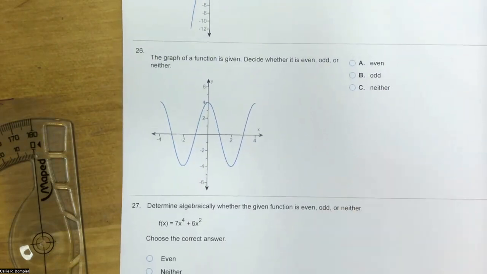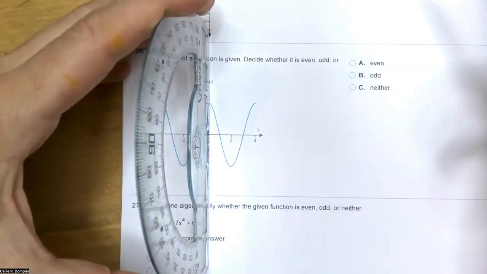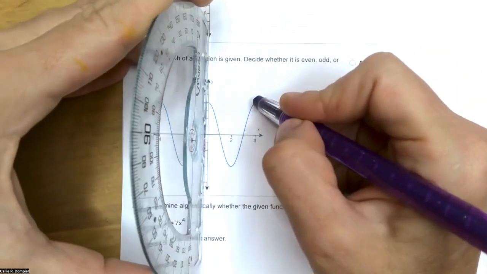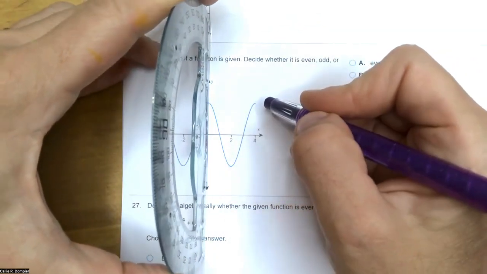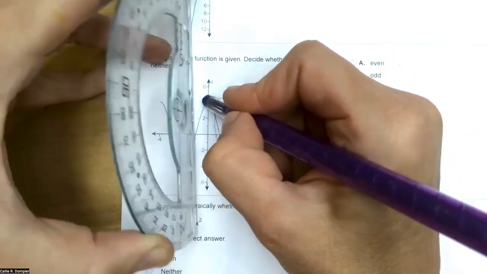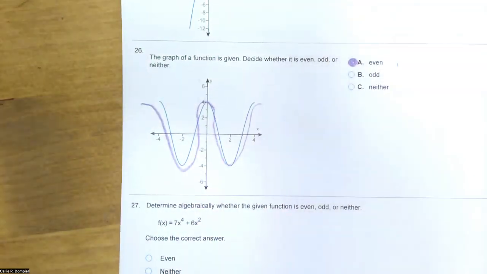26. The graph of the function is given. Decide whether it's even, odd, or neither. For it to be even, we need it to mirror itself. So if I hold up a line that I'm calling a mirror to the y-axis, if it goes like this over here, it needs to continue and go like this over here. Does it? It does. So it is even. Good? So that's how we just determine whether a function is even, odd, or neither if we only have the graph and we do not have the equation.